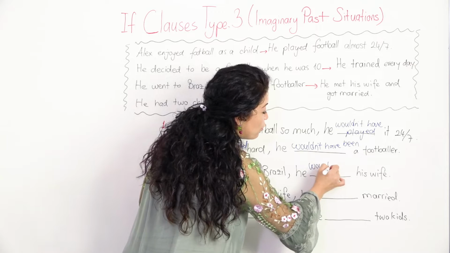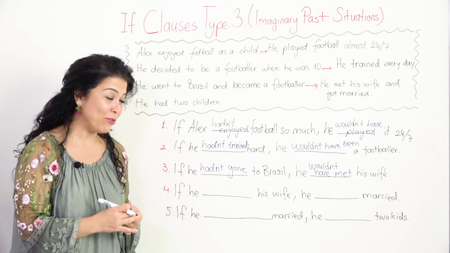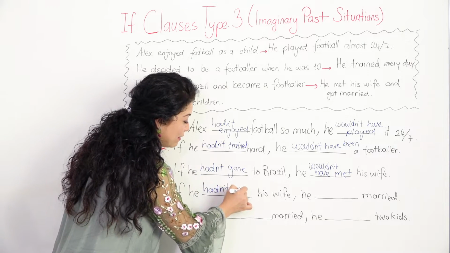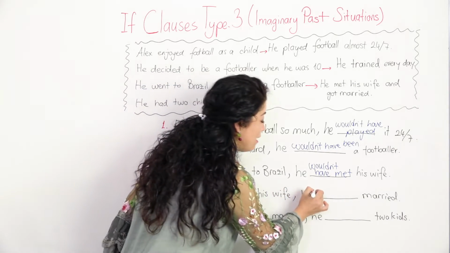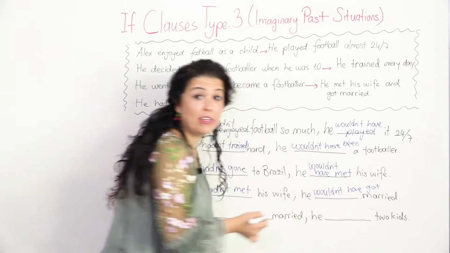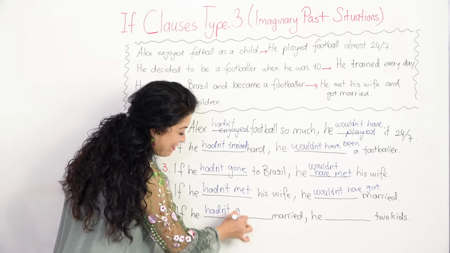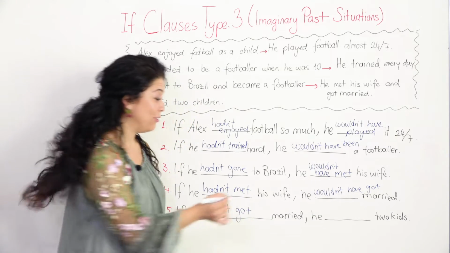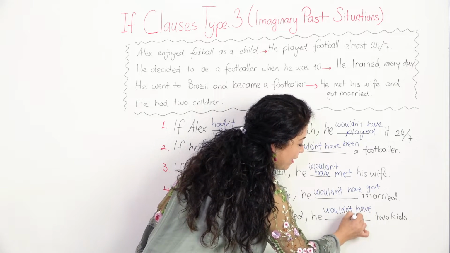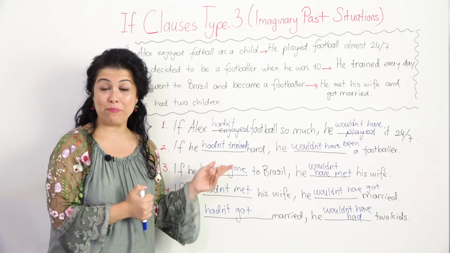If he hadn't gone to Brazil, he wouldn't have met his wife. And another speculation here, if he hadn't met his wife, he wouldn't have got married. Who knows? If he hadn't got married, he wouldn't have had 2 kids. So, this is how life could have been different for him. What about yours?